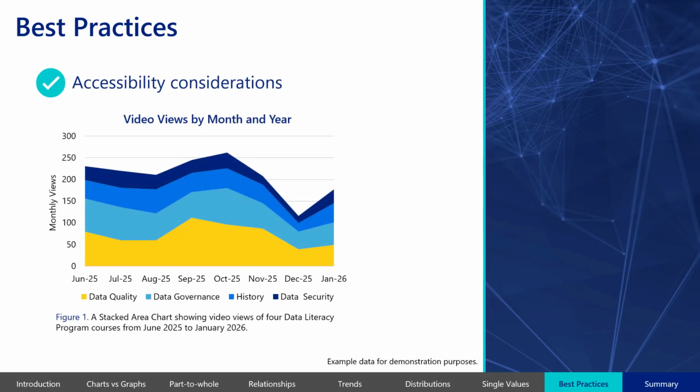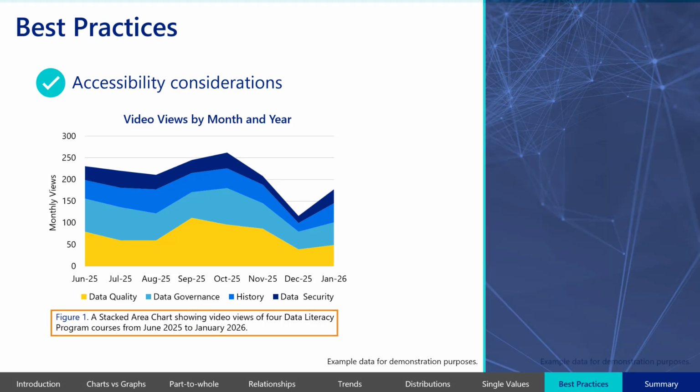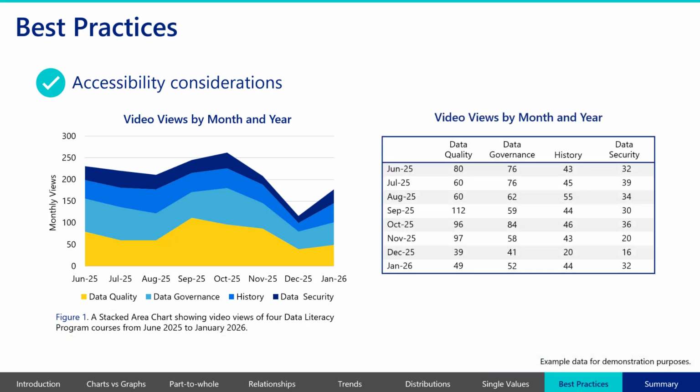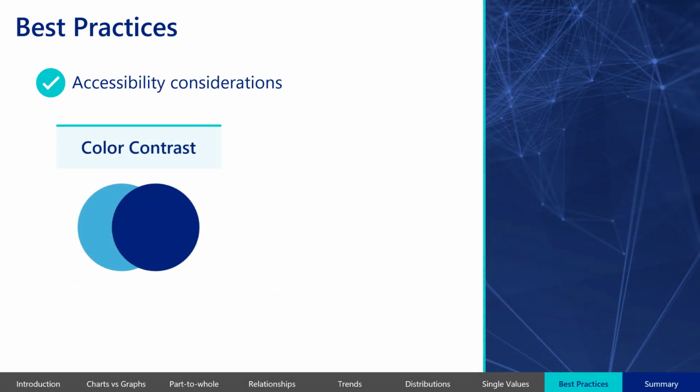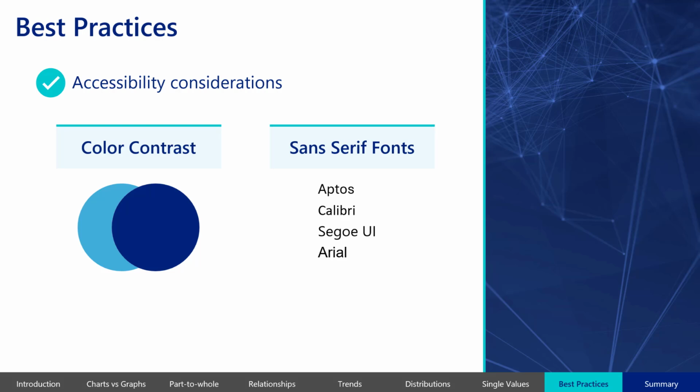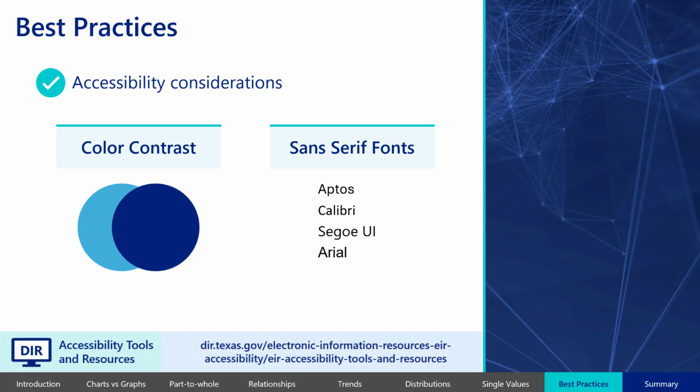Finally, make sure your charts and graphs adhere to accessibility requirements. For example, include text descriptions of the visualizations and include a table of the data when possible. Use color combinations that provide a high degree of color contrast, and choose sans serif fonts to ensure readability. Your organization may have standard colors, fonts, and sizes as part of brand requirements, which may have been chosen to meet accessibility requirements. You can find more information on accessibility tools and resources on the Texas Department of Information Resources website.